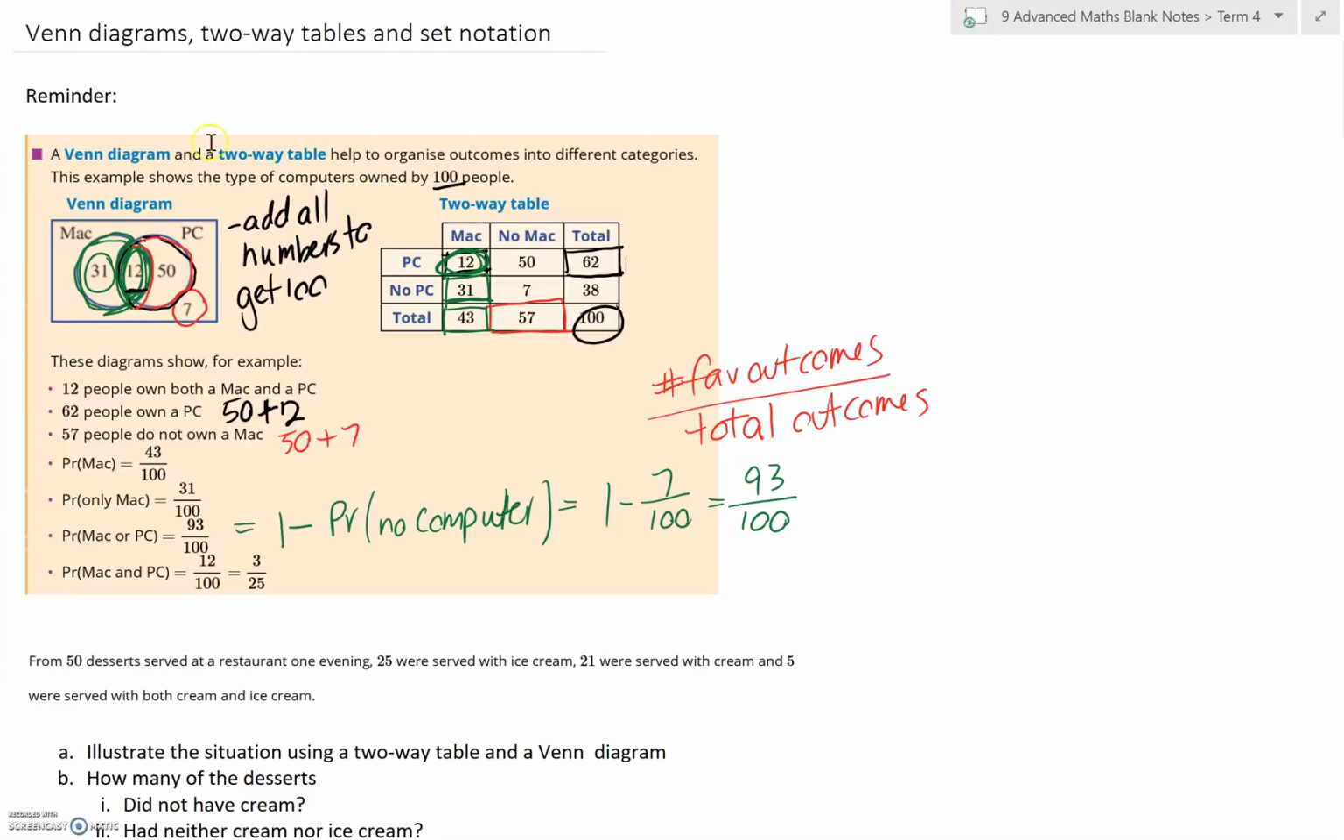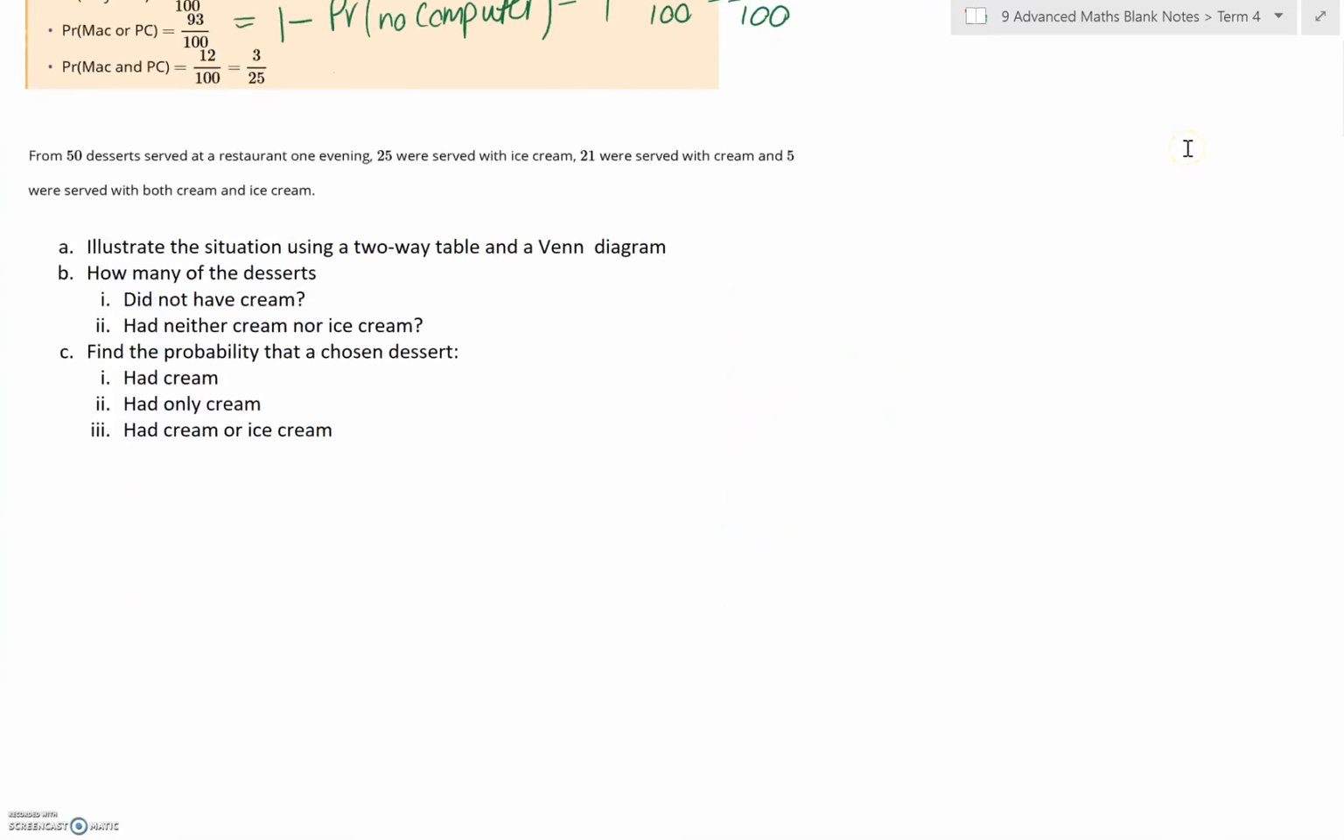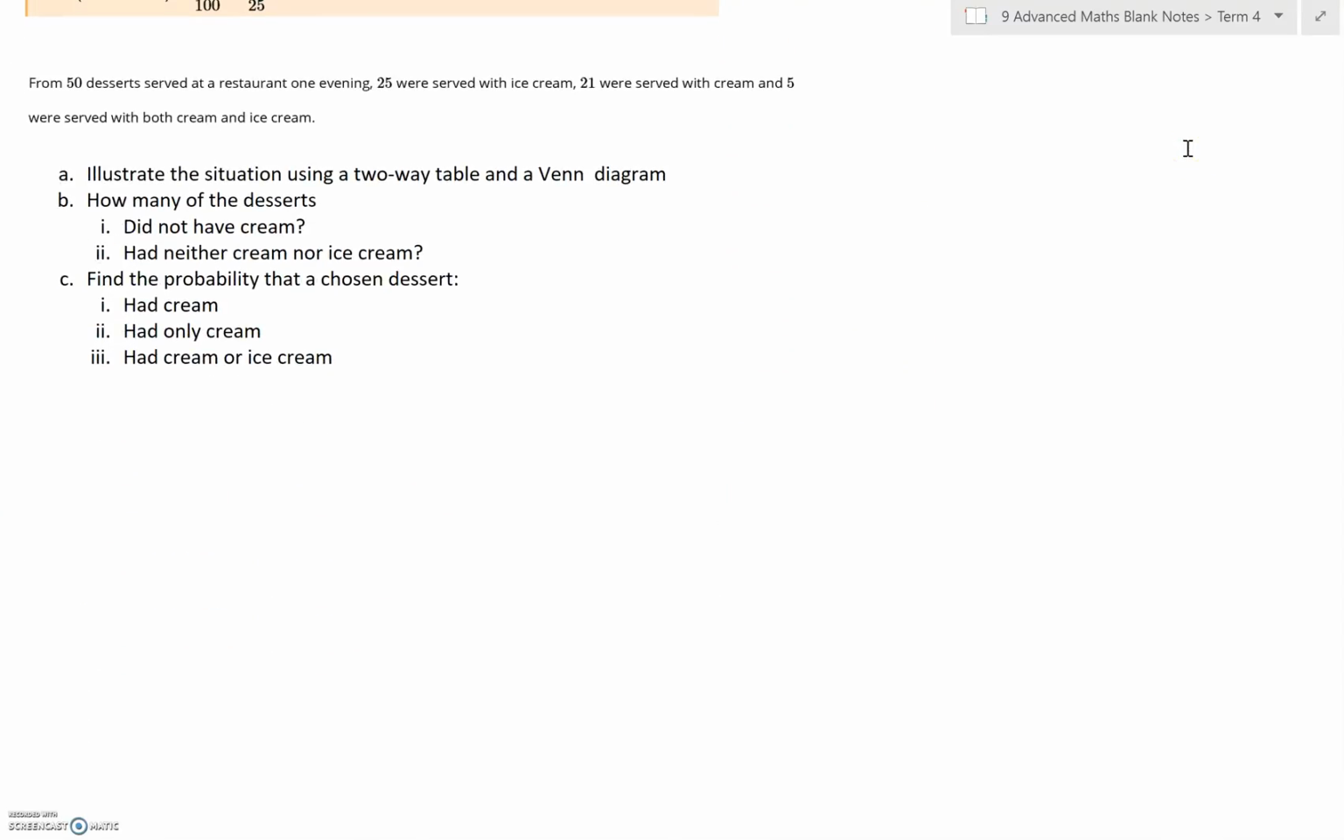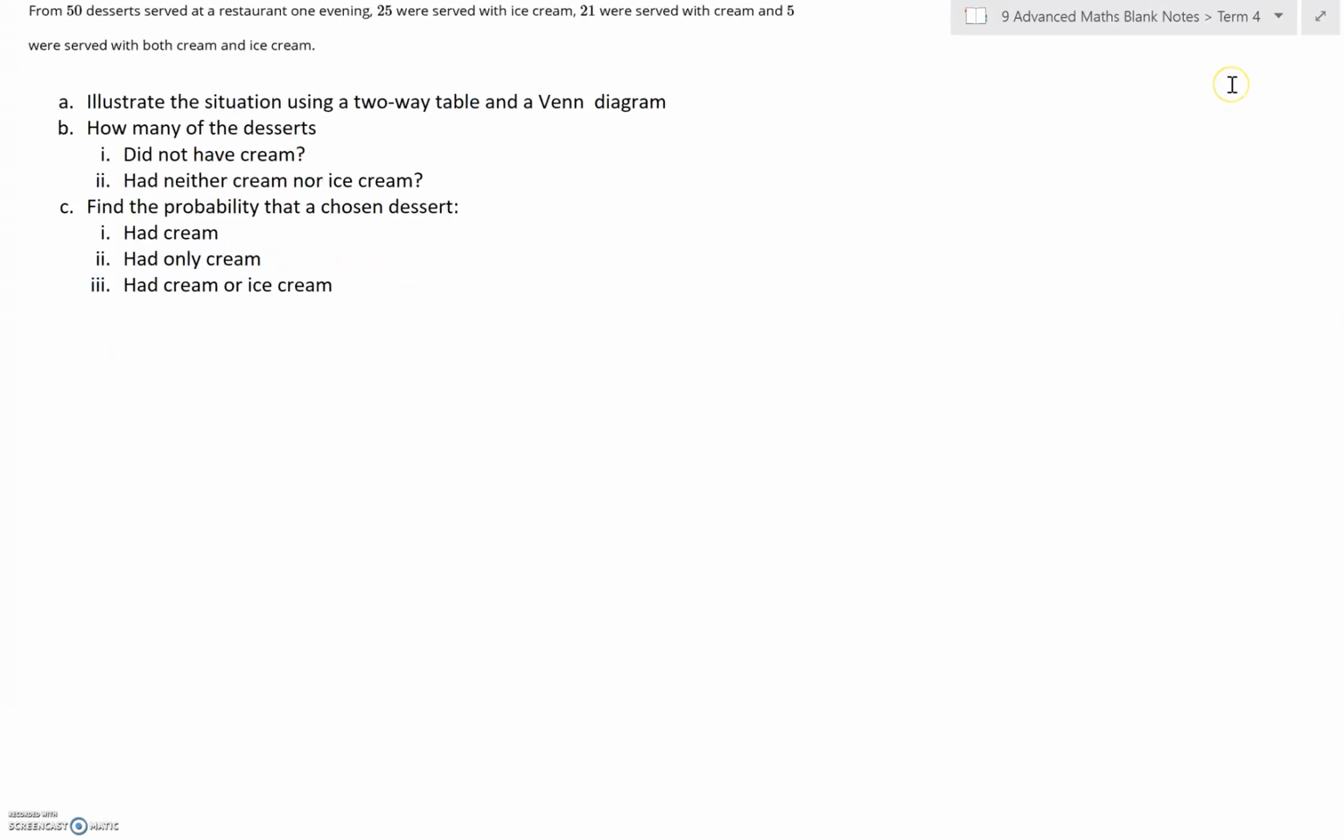Now I want to have a look at doing an example. So from 50 desserts served at a restaurant one evening, 25 were served with ice cream, 21 were served with cream, and 5 were served with both cream and ice cream. And the first thing we're asked to do is illustrate the situation using a two-way table and a Venn diagram. So we're going to do that in both ways.